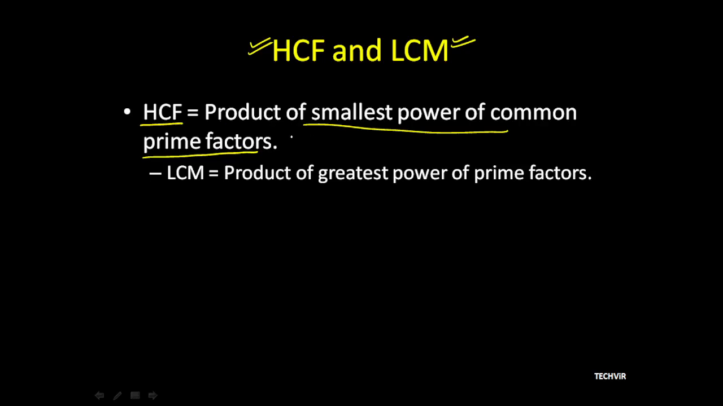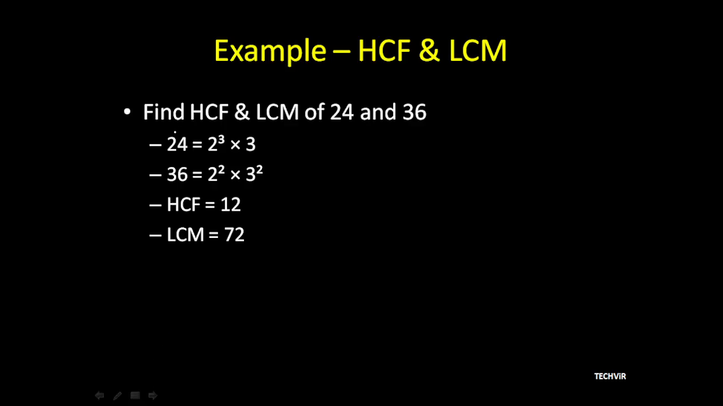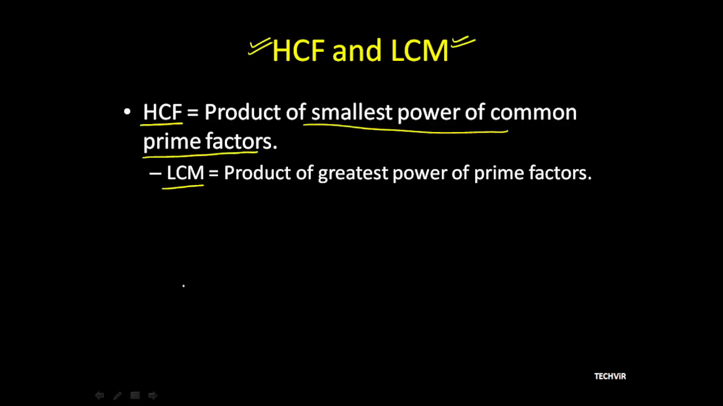On the next page we are going to see the examples as well. What is LCM? LCM is the product of the greatest power of prime factors. So what are the examples? Say I have two numbers, 24 and 36, and we want to find their HCF. So what does the definition say? It is the product of the smallest power of the common prime factors.